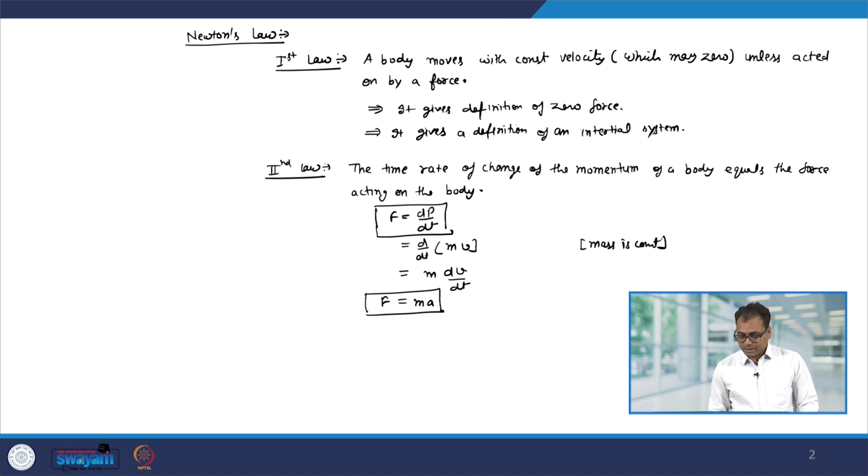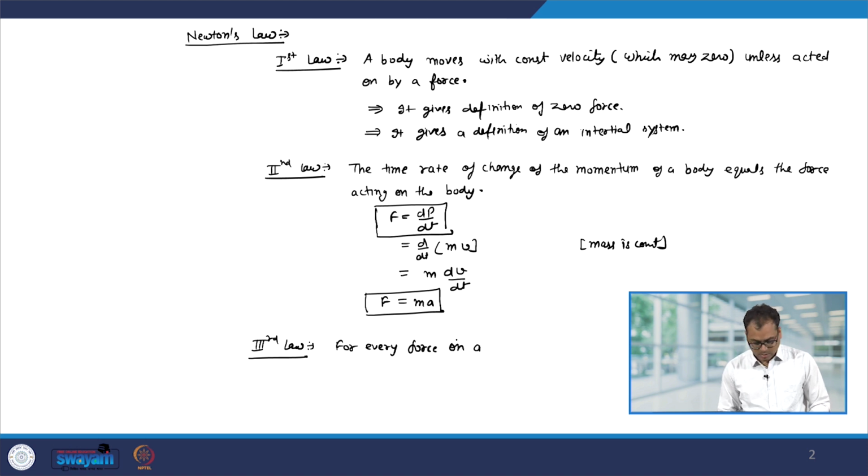However, we are interested in writing this equation F equal to ma in different coordinate systems. So, let me briefly state the third law also. This is something that we have extensively used when we studied equilibrium. For every force on one body, there is an equal and opposite force on another body.